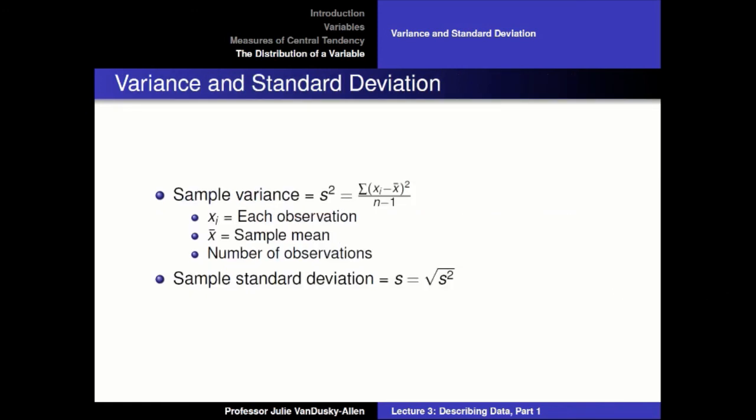The variance and standard deviation tell us how often observations deviate from their means. To calculate the variance, s squared, we subtract the mean of the variable from each individual observation, square that, add the values together, and divide by the total number of observations minus 1. To find the standard deviation s, we simply take the square root of the variance s squared.